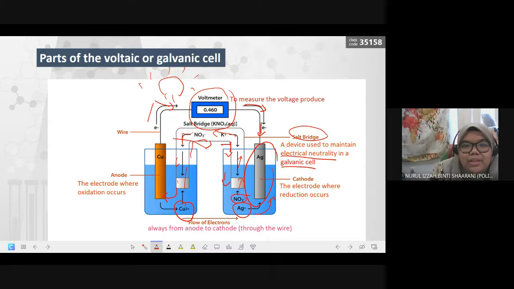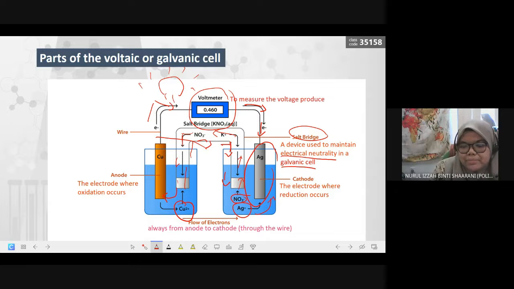The ions have no legs to climb down from this beaker and climb up into the other beaker. So we need the salt bridge to complete the electrical circuit and maintain electrical neutrality by facilitating the movement of the ions produced. And then the electrode where the reduction occurs. So the flow of electrons is always from anode to cathode.